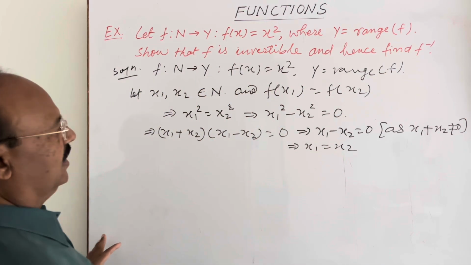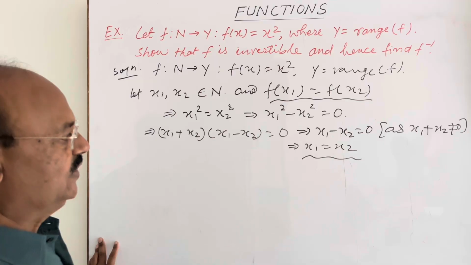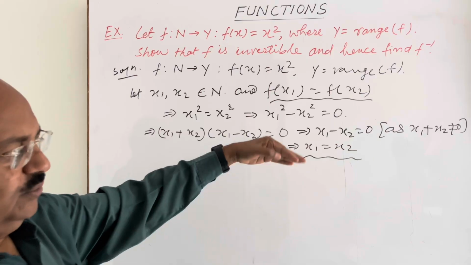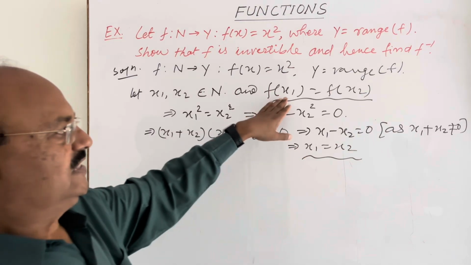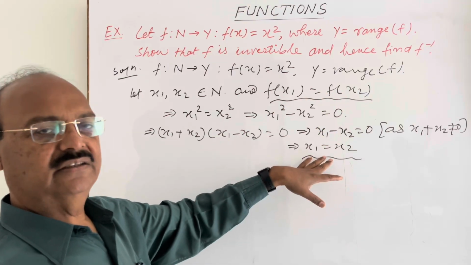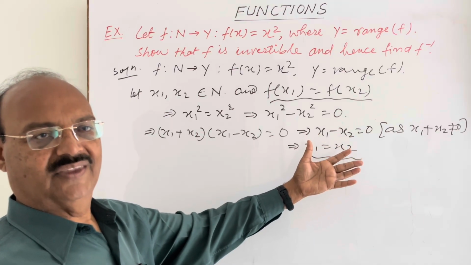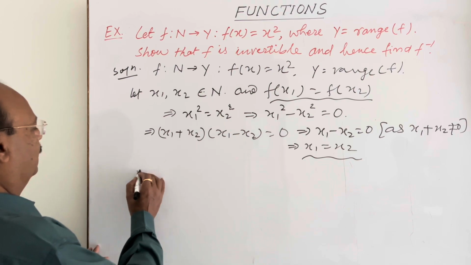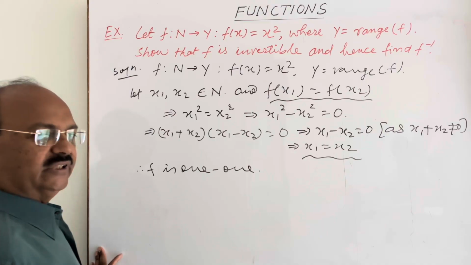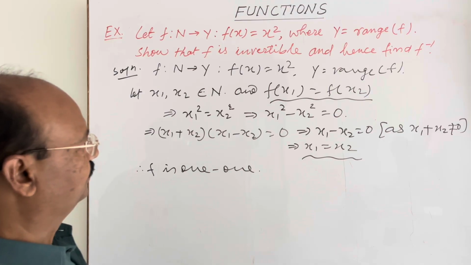So you see here f(x1) is equal to f(x2) is implying x1 is equal to x2. It means this function is one-one. Why? Because for two elements, if the images are the same, and by this assumption we are getting this result that the elements are also the same. It means this is a one-one function. Okay, so therefore here f is one-one. Now we have to show that f is onto also, then only it will be invertible.